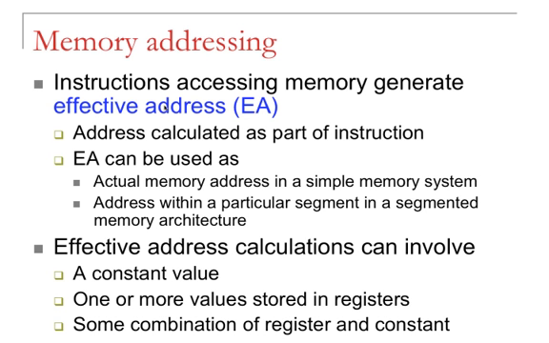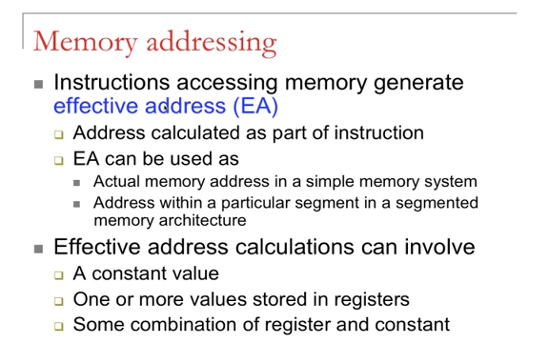Instructions accessing memory generate what we call an effective address. The effective address is calculated as part of an instruction. So when the microprocessor tries to execute this instruction, the first thing it has to do is decode the instruction. It has to figure out what the components within this instruction are, and what information is encoded into it.